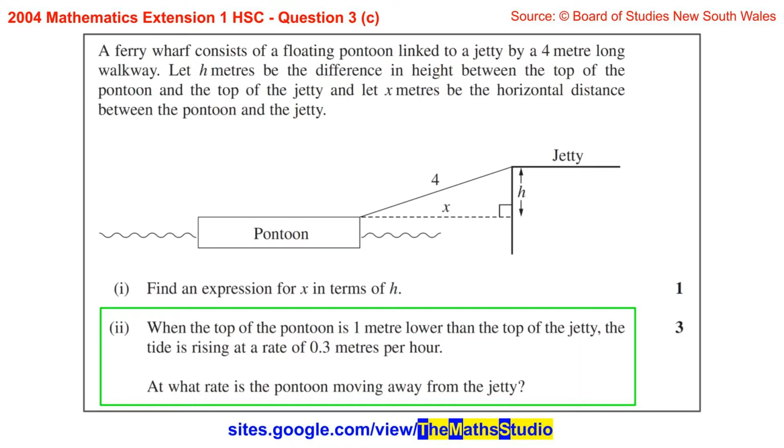Part 2. When the top of the pontoon is 1 metre lower than the top of the jetty, the tide is rising at a rate of 0.3 metres per hour. At what rate is the pontoon moving away from the jetty?